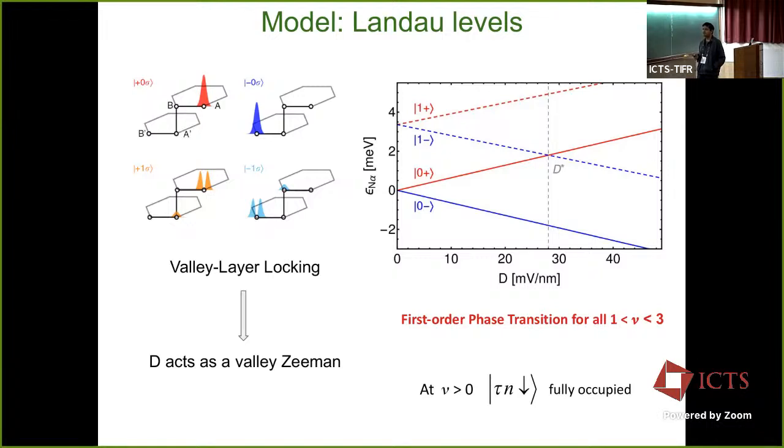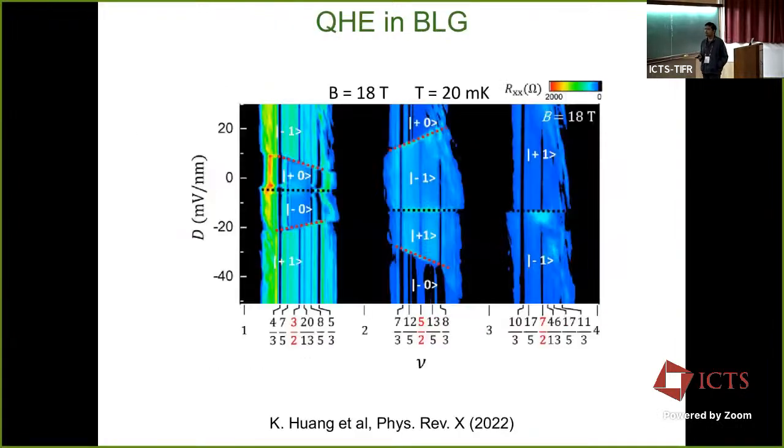And so I can actually ignore one of the spin sectors and consider only one of the spin sectors here, which is relevant. So this crossing point should show up as a first order transition for all filling factors between 1 and 3. And this is the data from June's lab.